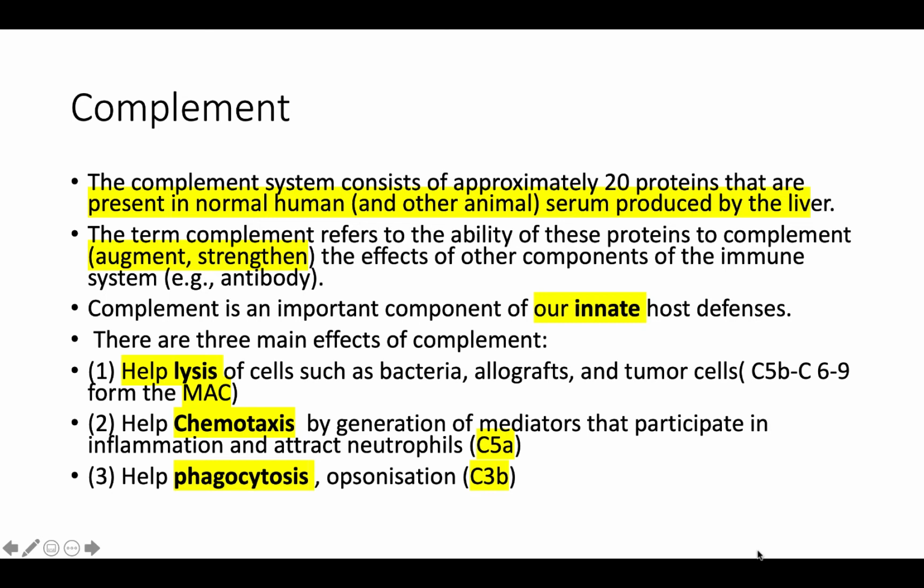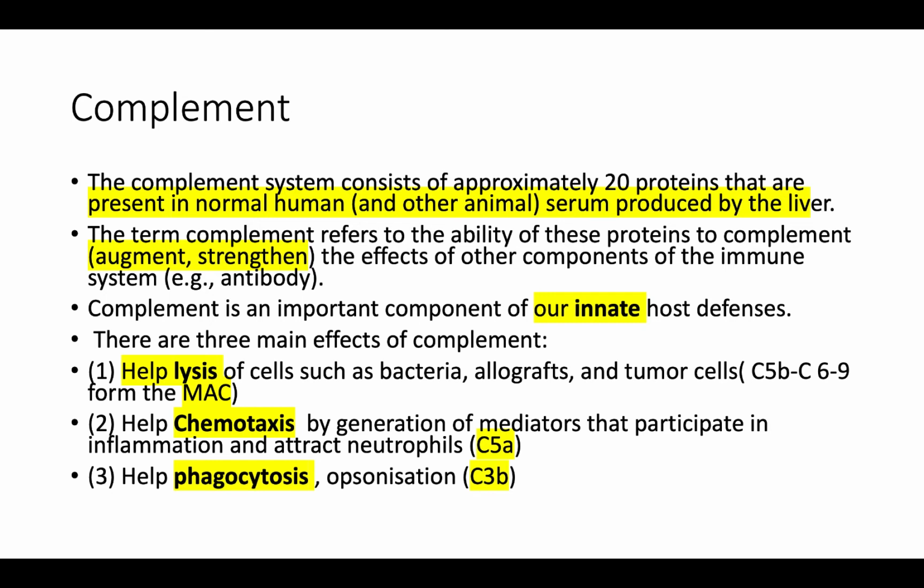So we mentioned before that the complement system is part of the innate system, and it is the innate component of our humoral defenses. It consists of approximately 20 proteins. They are present in the serum, and as is the case with acute phase reactants, these proteins are also produced by the liver. So they are constantly being produced by the liver. In the state of need, you make more, and the concentration may increase a little bit, but you have this continuous production of these proteins.